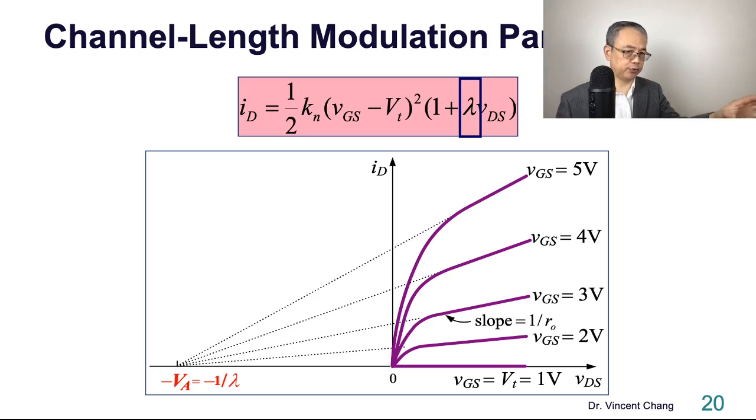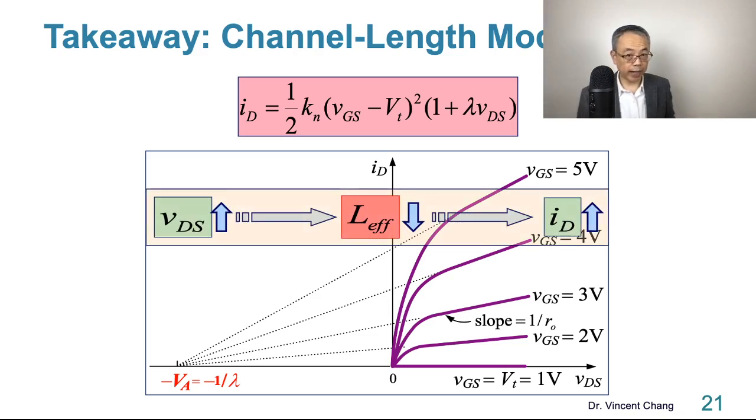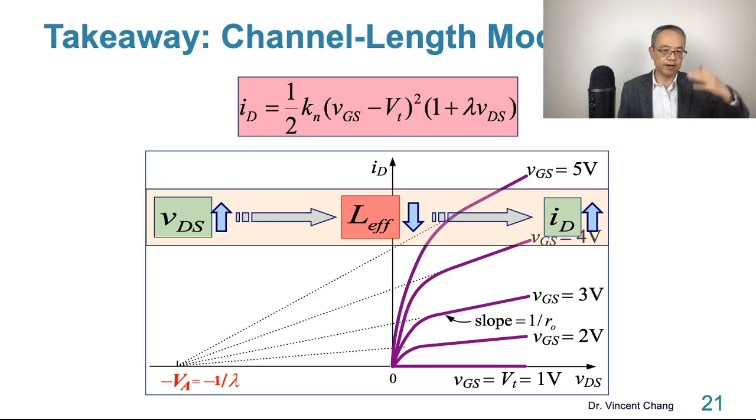And this is the equation that you should be very familiar with, in the saturation region, when the channel length modulation effect is considered. Takeaway. So first, take away this equation in saturation region when channel length modulation effect is considered. And you have to explain what happened, right? When VDS goes up, effective channel length goes down, ID goes up. So we have now come to the end of the lecture.